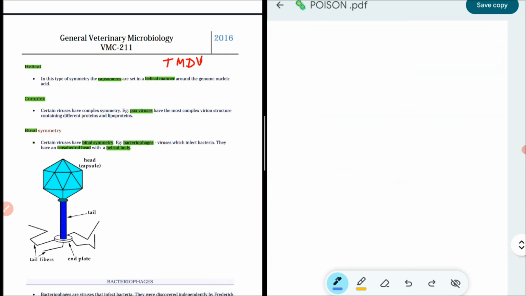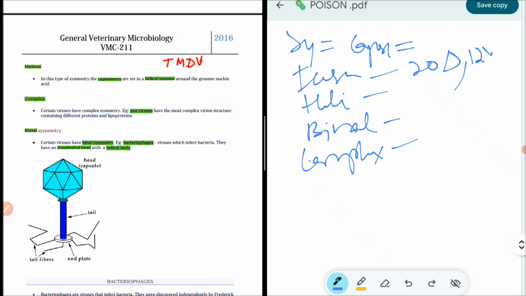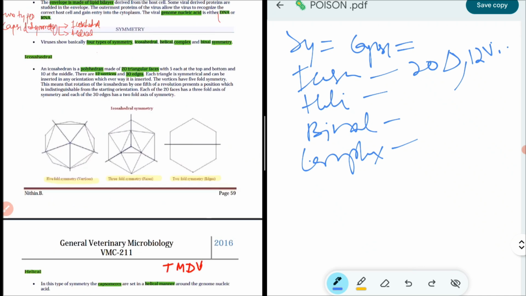To summarize today's topic, symmetry is nothing but the arrangement of capsomers in a particular shape or design, giving an icosahedral, helical, binal or complex symmetry to the viruses. In icosahedral, there are 20 triangles and 12 vertices, and 30 edges will be noticed. And inside this icosahedral capsid, there will be a genome, which may be either DNA or RNA.